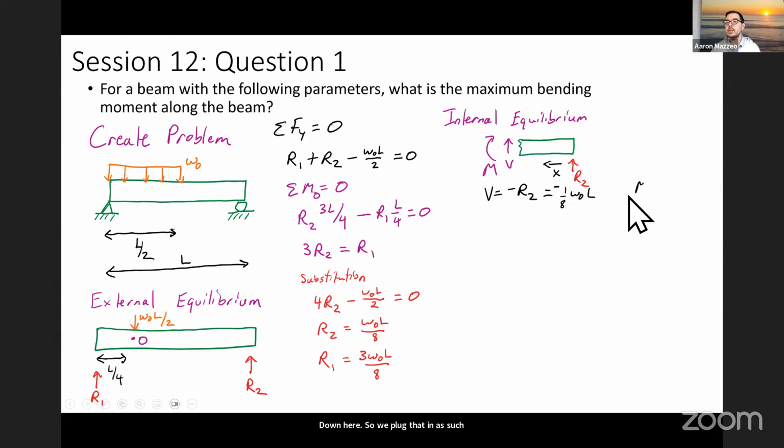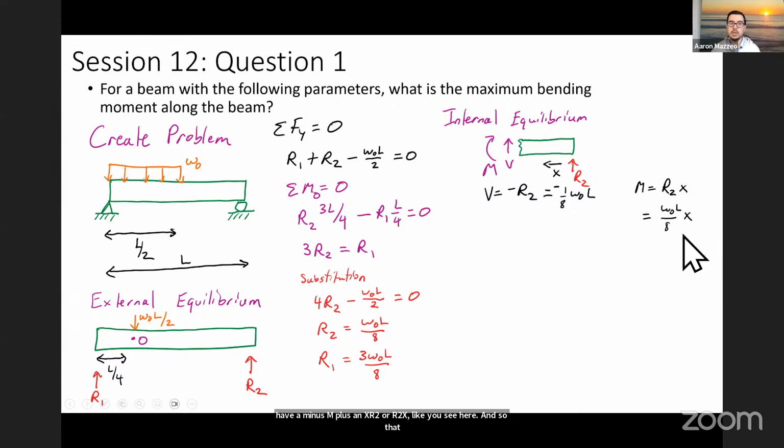For the moment, we have an option to choose a location. In this case, the option selected was to choose the slice location, so we have no V involved. If we're doing the moment equilibrium, we would have a minus M plus an X R2, or R2X like you see here. And so that would allow us to get to this internal moment as you see here.